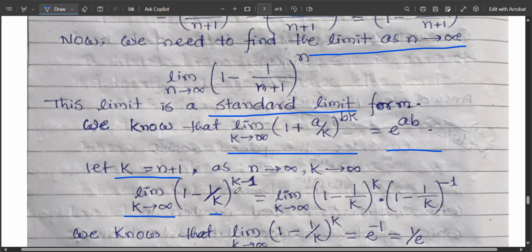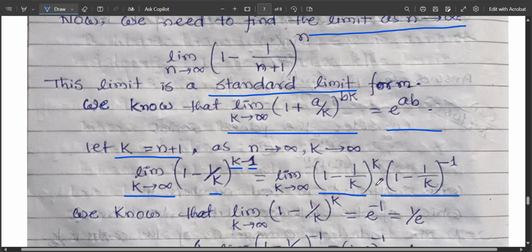Now we will write it in the form of a multiplication: the first term, and the same thing in multiplication is the second term. We have taken the first with power k and the other with power minus 1. We will solve for the first one, then for the second. We know that the limit as k tends to infinity of this is e to the power minus 1, using this formula: multiplying the powers, the k cancels and minus 1 comes. So it will be 1 by e.